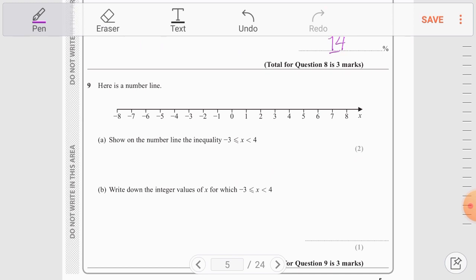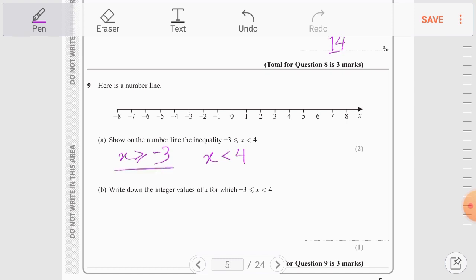Here is a number line. A number line is given over here, and part A says show on the number line the inequality negative 3 is less than or equal to x, and x is less than 4. At first, I will divide the range of x into two parts to make it clearer. That is, x is greater than or equal to negative 3, and x is less than 4. So now I'm going to draw these inequalities on the number line.